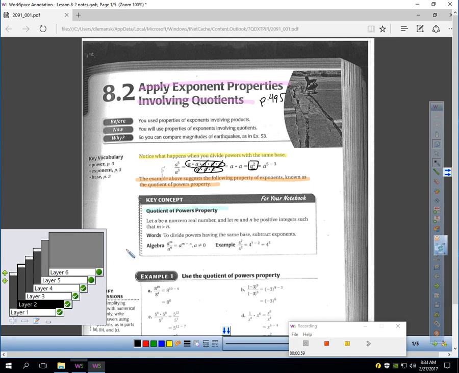It's called the quotient of powers property. You already probably figured out the shortcut to this, and here it is in words. To divide powers having the same base, you subtract the exponents. And you can see that here. 5 minus 3 would have given me a to the second power. So here would be an example of that again, 4 to the 7th power divided by 4 to the 2nd power. Since the base is the same, you should be able to quickly subtract the exponents, and you would have 4 to the 5th power.